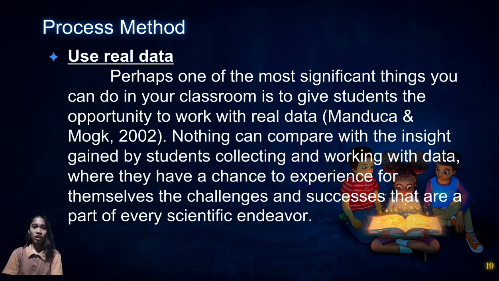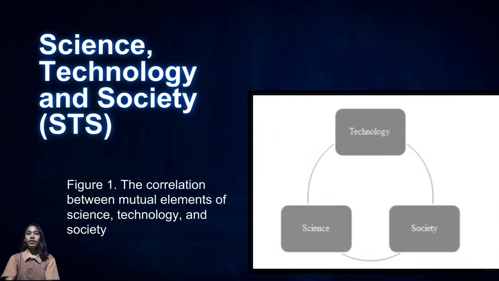In this strategy, you're enabling the students to be more accurate and fact-oriented with gathering data. So, those are the strategies under the process method. The third major process is the STS, or Science, Technology, and Society.